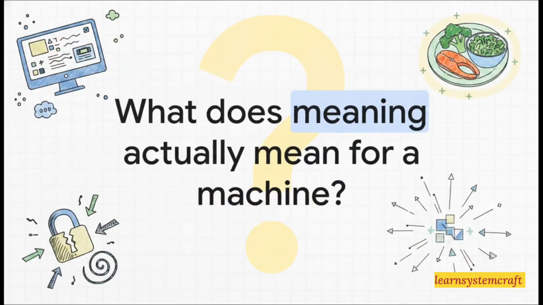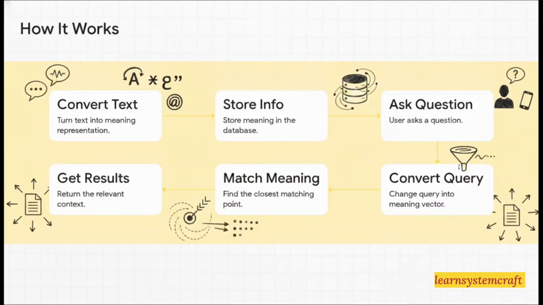But that brings up a really fascinating question. What does meaning actually mean for a machine? How on earth can a computer, which, let's remember, only runs on ones and zeros, how can it understand an abstract concept like a login issue or a healthy meal? Let's walk through exactly how this works step by step. First, we convert the text into a meaning representation. Second, we take that representation and store it in our database. Third, the user comes along and asks a question, something like, "My login is not working." Fourth, we convert that user's query into that exact same format we used earlier. Fifth, the database looks at our conceptual map and finds the closest matching meaning. And finally, it returns the relevant results right back to the user.